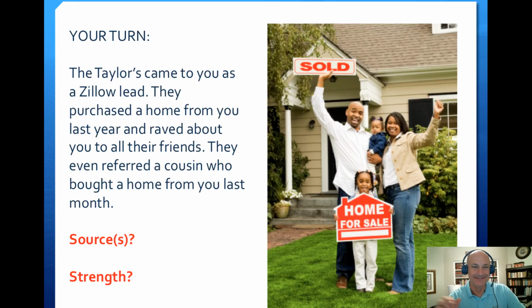All right, your turn. The Taylors came to you as a Zillow lead. They purchased a home from you last year and raved about you to all their friends. They even referred a cousin who bought a home from you last year. What is the source of that business? Well, the obvious answer is Zillow. They came from Zillow. But is there anything else? Yes, because now they could also be tagged as past clients. Some of you may even have a source as a referral. In other words, they are a source of referrals. They are people who have sent you a referral. So you could have 3 or more tags on the Taylors for source.